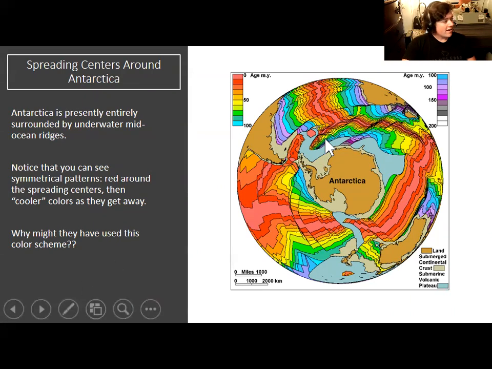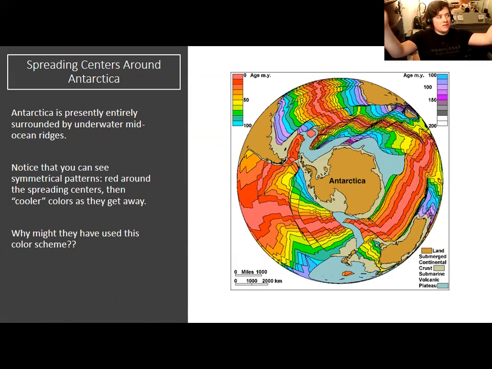And on this diagram, you can figure out where the spreading centers are by looking where the stripe that is the most vivid red is, because that is where the youngest oceanic crust is. And remember that you have young oceanic crust, and then on either side of a spreading center, it's going to get older as you move away from the spreading center in either direction, and the pattern is going to be symmetrical.